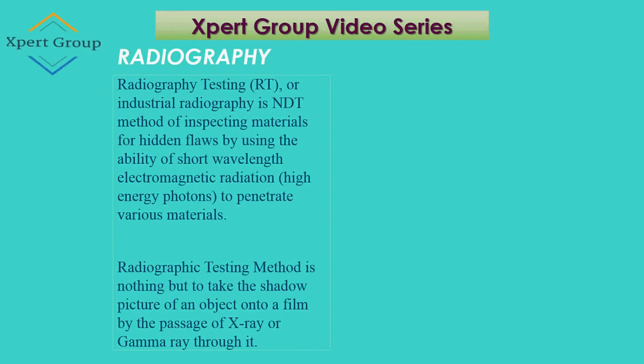Now, radiographic testing, or industrial radiography, is an NDT method of inspecting materials for hidden flaws by using the ability of short wavelength electromagnetic radiation to penetrate various materials. This electromagnetic radiation is high energy photons. Radiographic testing is nothing but taking shadow pictures of an object onto film by the passage of X-rays or gamma rays.